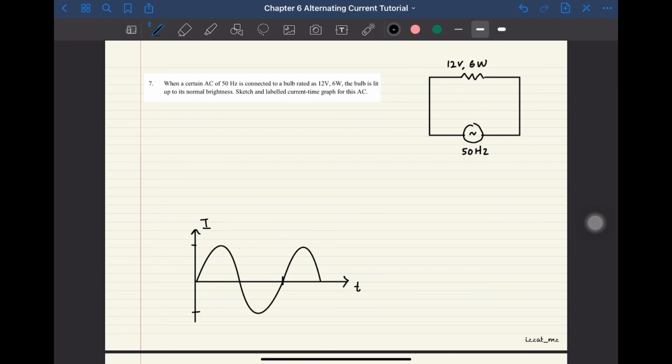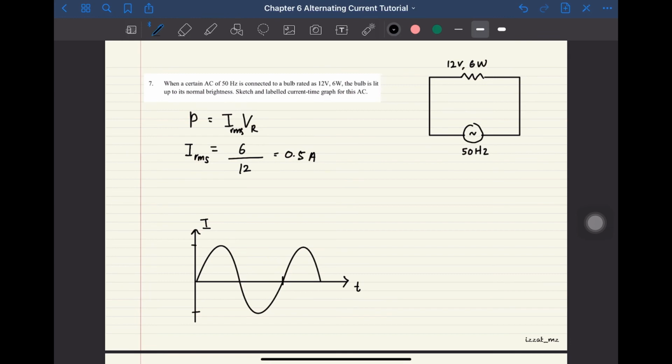So if I want to use the power formula, P equals IV. Make sure you use VR. In this case, you only have one component, so it could be VRMS as well, but here I just put VR. So the VR is 12 and power is 6. So your IRMS will be equal to power divided by 12, which is 0.5 ampere. This is the value for IRMS.